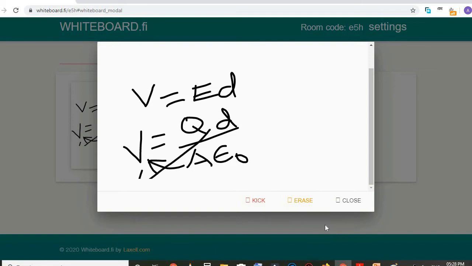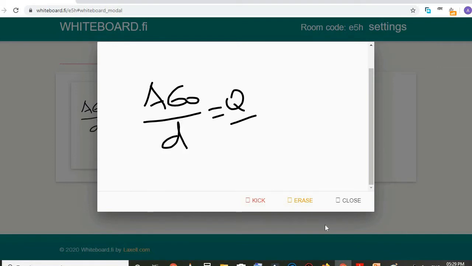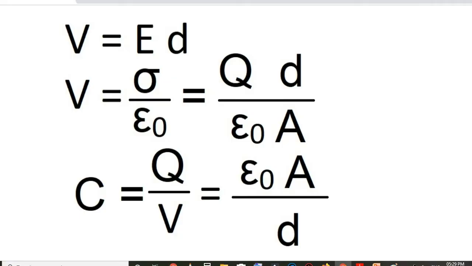Then we will get A epsilon 0 divided by D is equal to Q divided by V. But we already studied in the last class, Q by V is known as C. Therefore, we got an equation for capacitance. C is equal to A epsilon 0 divided by D.